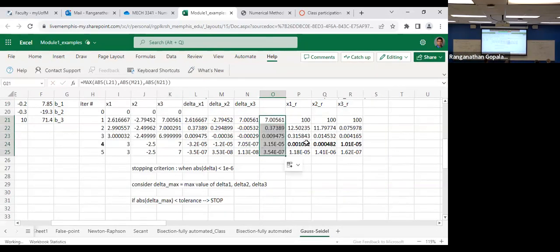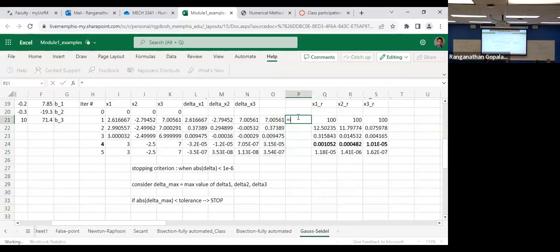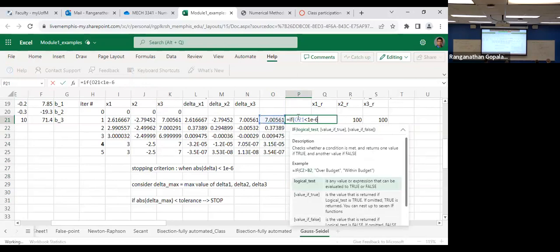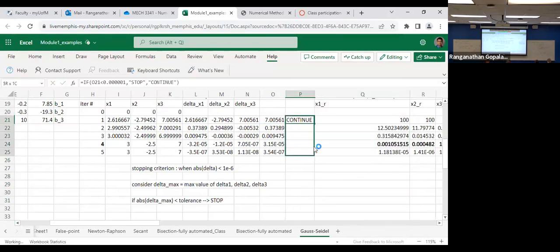Okay. Now I'm going to write a statement. If this is less than my tolerance, 1e minus 6, then what? If it is true, we'll print stop. If not, we'll print continue. Just putting it like an if statement, it means my error criterion has not yet been met. So my program is saying continue, continue, continue until we reach here, where these three values have absolute value 3.54 times 10 power minus 7, which is less than 10 power minus 6. So my if statement says you can stop.